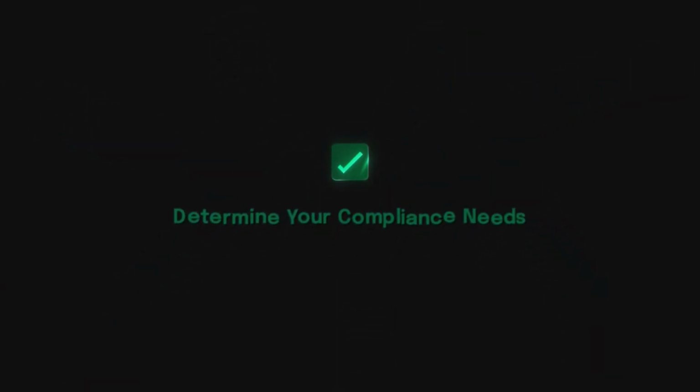Step 1 is determining your compliance needs. Before you start working on SOC 2 compliance, you need to figure out why you're doing it and what exactly needs to be covered. This is where most companies go wrong. They rush into compliance without a clear plan, and it ends up costing them time, money, and unnecessary headaches. You want to clarify your objectives.